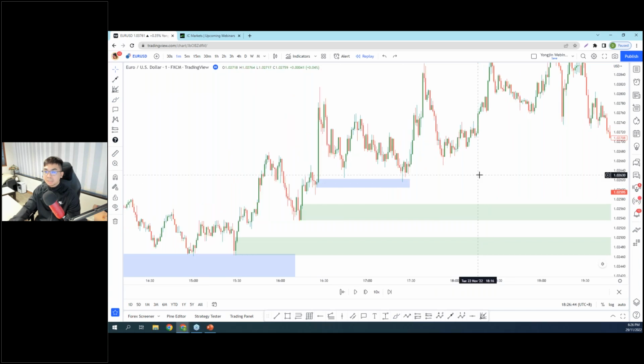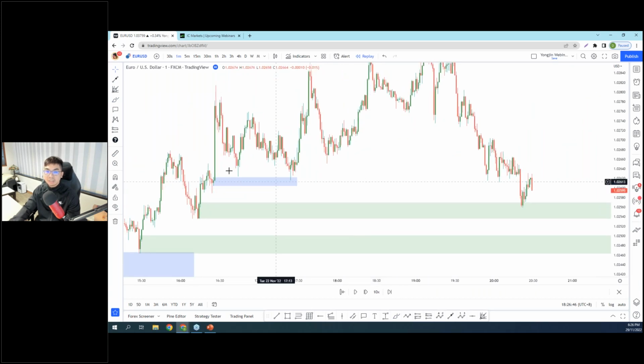So yeah, this is on the 1 minute chart we are looking. You take a look, price just tapped very, very cleanly into that area.